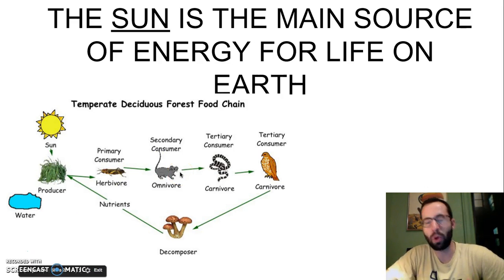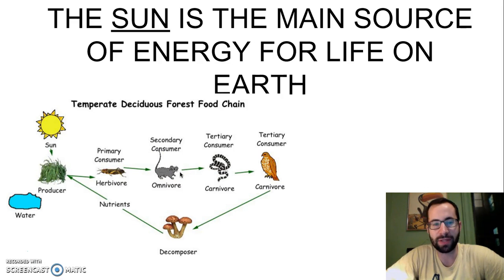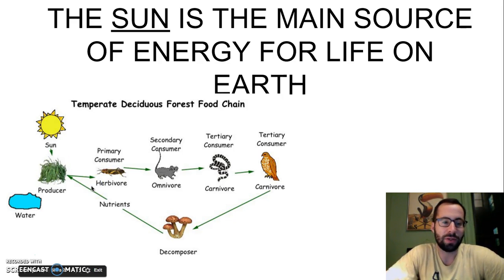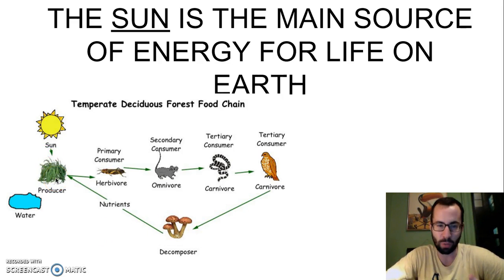So just as a quick review, going way back into one of our first learning targets of the year, you should know that the sun is the main source of energy for life on Earth. So, giving you some context here, without the sun, none of the processes, including photosynthesis, would take place. There'd be no energy for all these different organisms that you see here in this food chain to actually get their energy and do the things that they do. So the sun gives its energy to the producer, which gives its energy to the herbivore, which gives energy to the omnivore, which gives energy to the carnivore. And when those things die, they give their energy to the decomposer, which then recycles those nutrients back into the producer so we can start this process over again.